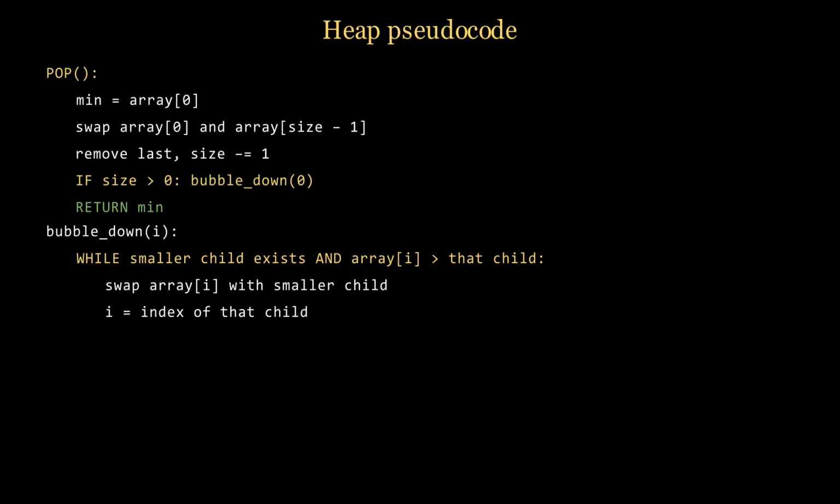Pop, save the root as min, swap root with the last element, remove the last and decrease size. If the heap is not empty, bubble down from the root. Return min. Bubble down, while the node has a smaller child, swap with that child and move down.